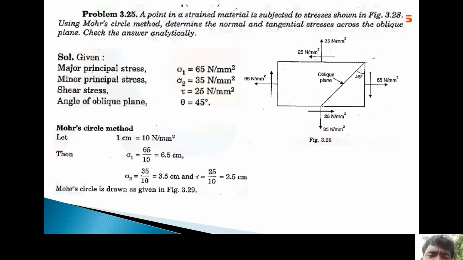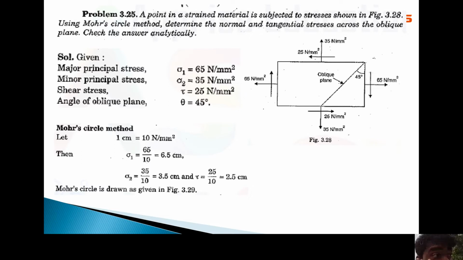In this figure, from the given data, the major principal stress sigma 1 equal to 65 Newton per mm square. The minor principal stress sigma 2 equal to 35 Newton per mm square. Okay? The minor value is 35 Newton per mm square. The major value is 65 Newton per mm square. Shear stress value tau equal to 25 Newton per mm square. The angle of oblique plane theta equal to 45 degrees. These values are given in the problem.